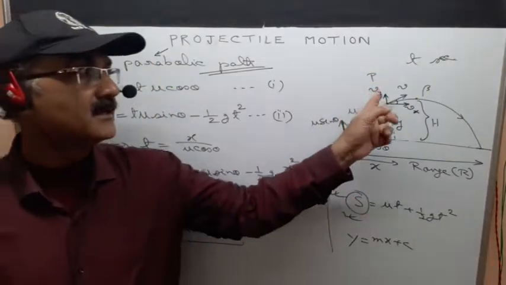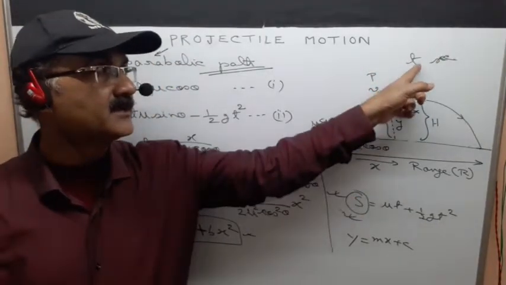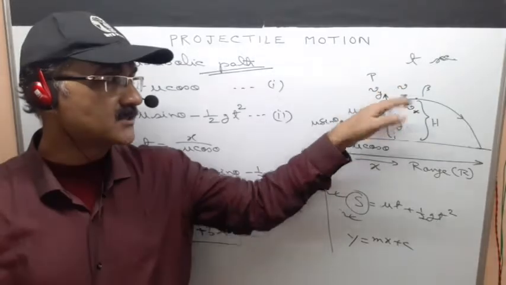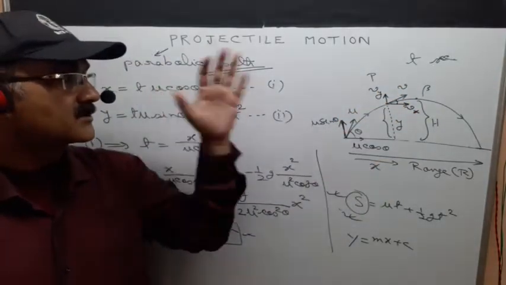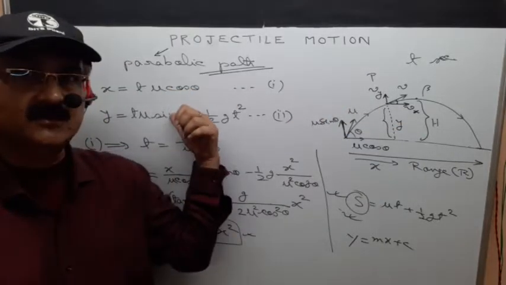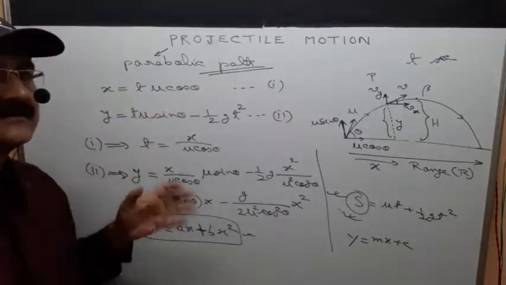We'll take an arbitrary point after time t. We'll say its coordinates are x and y. For x, we'll get this equation. For y, we'll get this equation. Then I will remove t. Done.